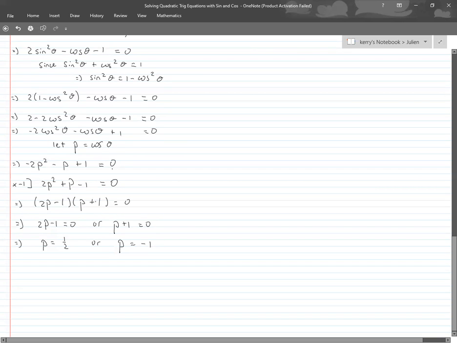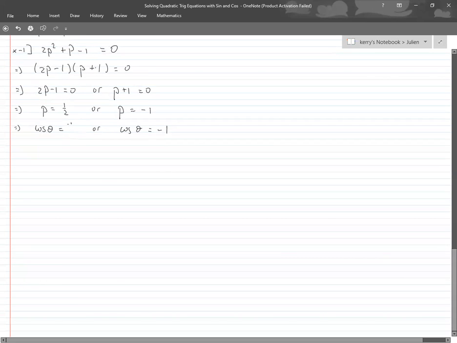Yeah, think about it. And the answer is no. We are not done because the question wants us to solve for theta, not for p. So you have to change this p value back into cosine theta. So this will give us that cosine theta is equal to half, or cosine theta is equal to negative 1. Yeah. And now remember what I taught you before. When you reach this stage, you spread them a little bit further apart as far as you could on the paper, right? Because you want to have enough space to work for both of these.